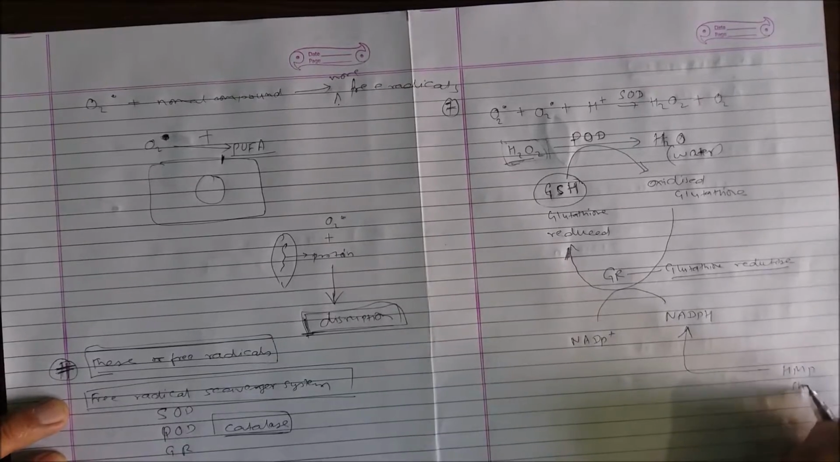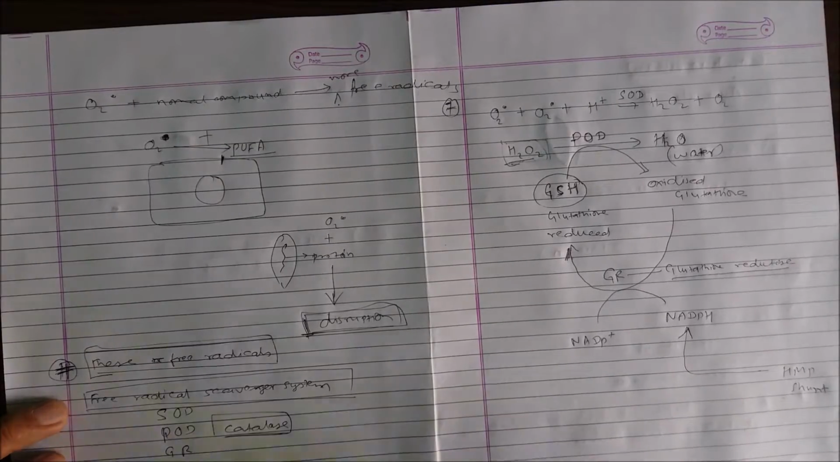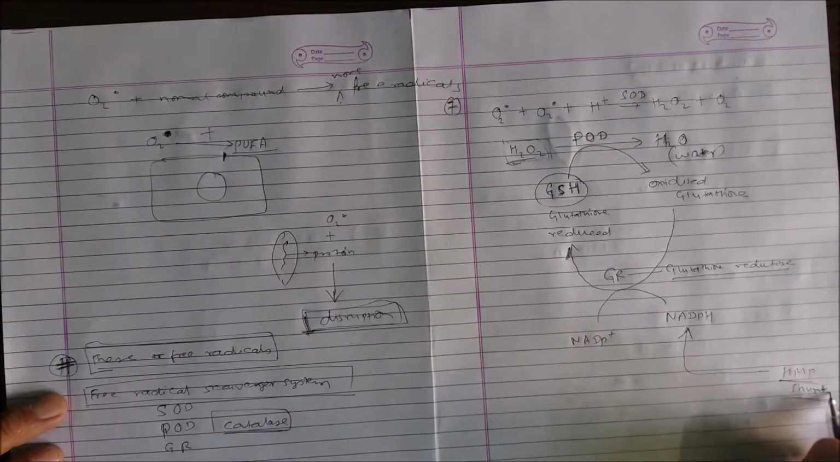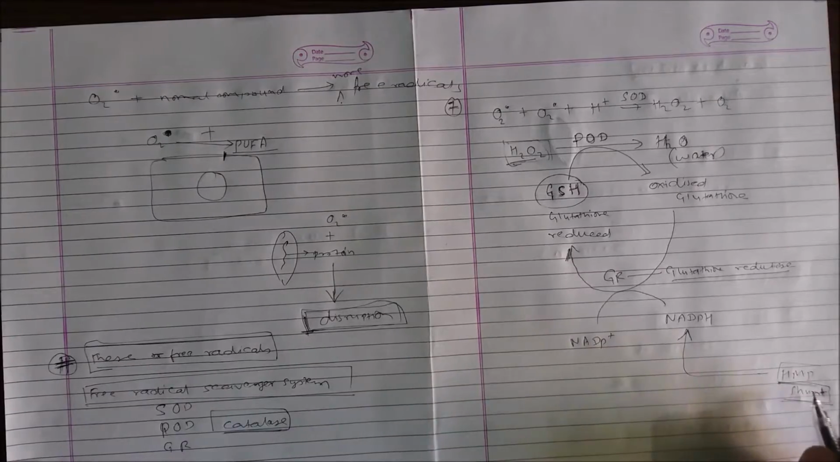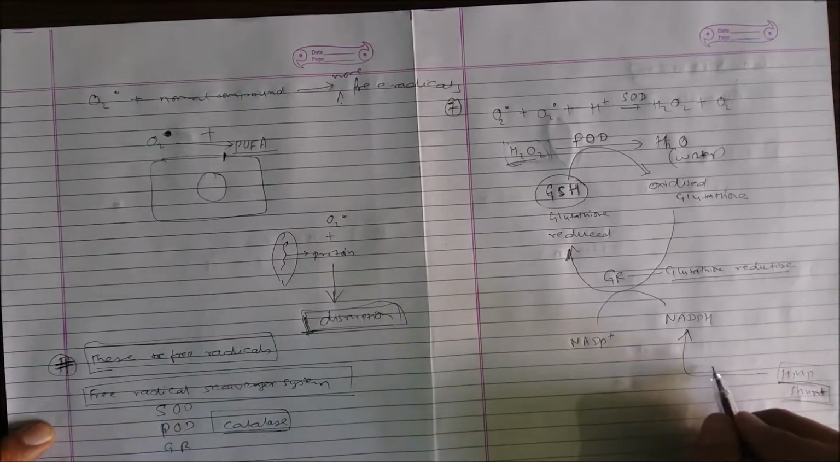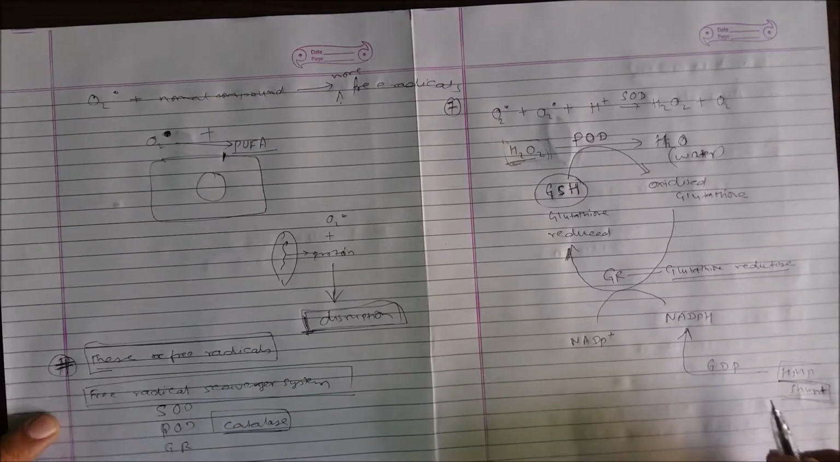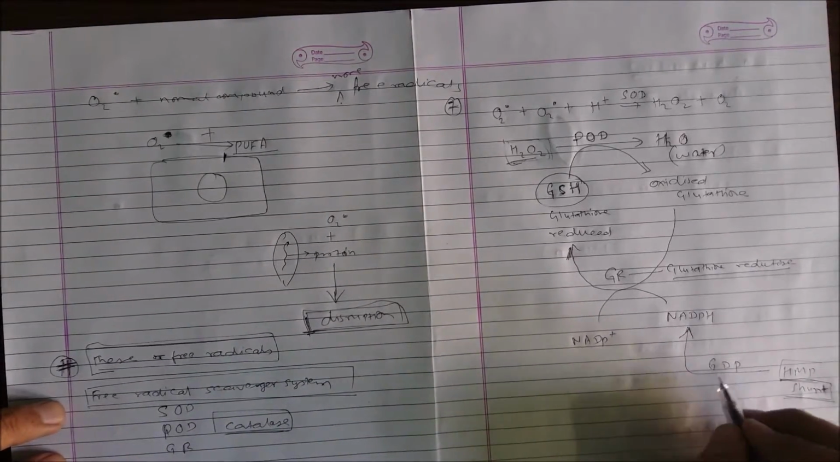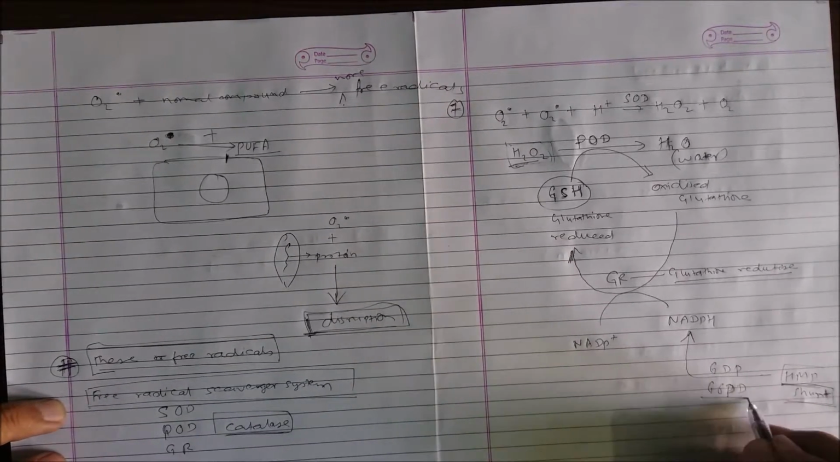the HMP shunt pathway. You might have studied this pathway at your basic science level. The HMP shunt pathway is the major source of NADPH in the human body. The HMP shunt pathway takes place in the presence of the enzyme glucose 6-phosphate dehydrogenase.